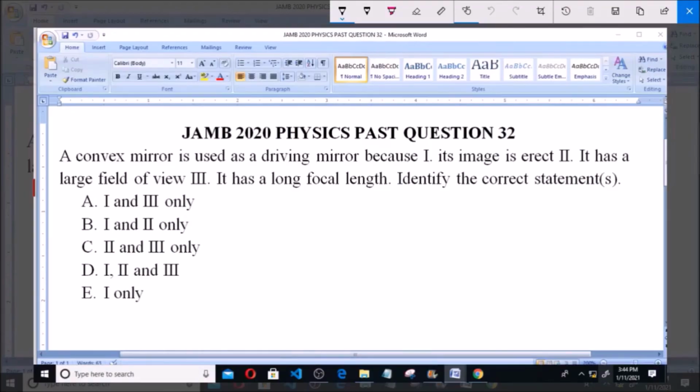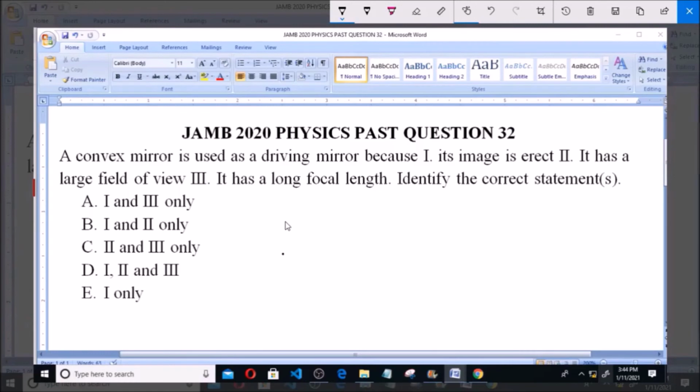I will be answering JAMB 2020 Physics Past Question 32. A convex mirror is used as a driving mirror because: 1. Its image is erect. 2. It has a large field of view. 3. It has a long focal length. Now we are asked to identify the correct statement.